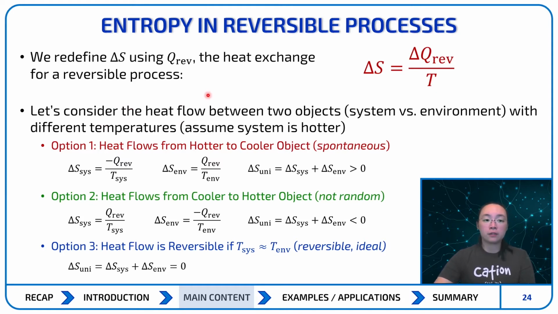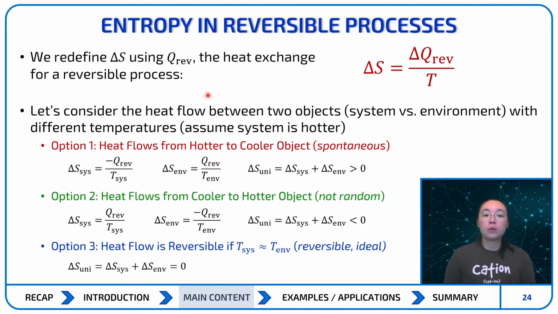We now want to consider what happens when the heat flows between two objects, or the system versus the environment, with different temperatures. And we're going to assume that the system is hotter. So if we consider the heat flow, only three possible things can happen. Option one, the heat is going to flow from the hotter to the cooler object. Option two, the heat's going to flow from the cooler to the hotter object. And option three, the heat flow is reversible. And that is like an ideal solution.